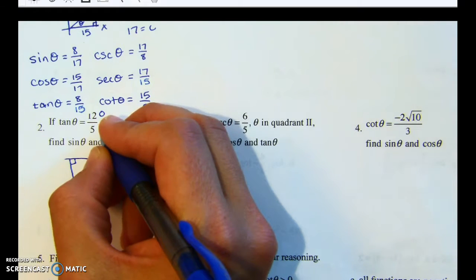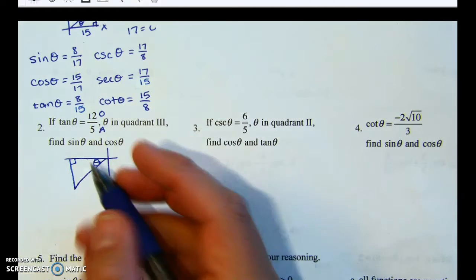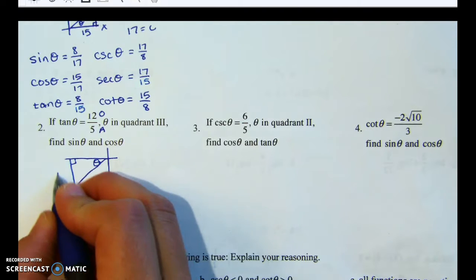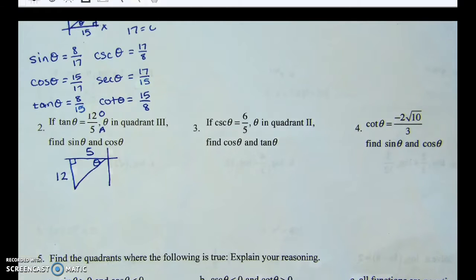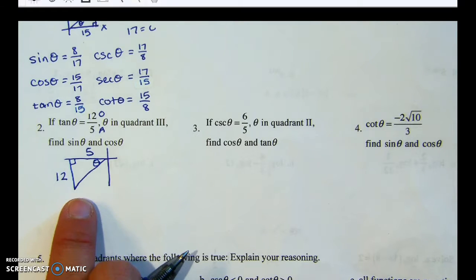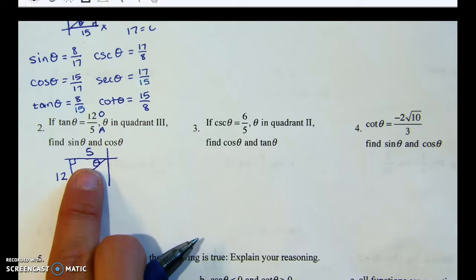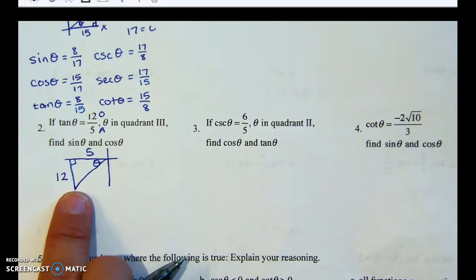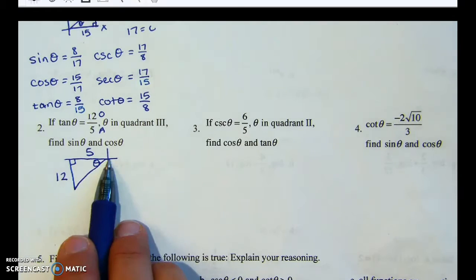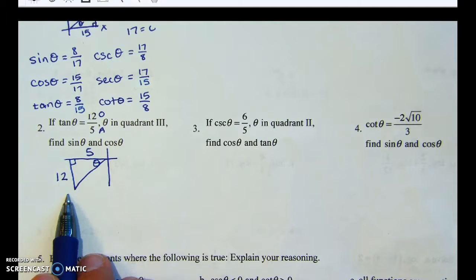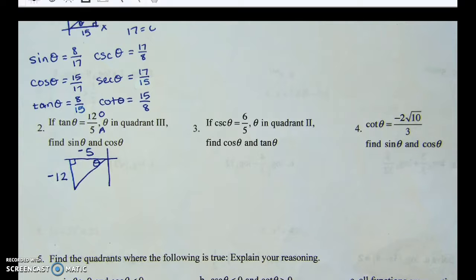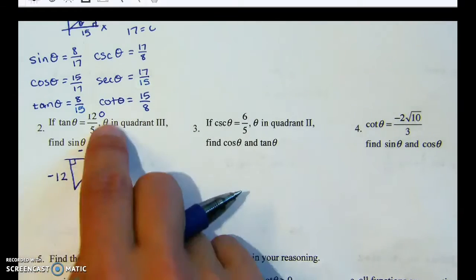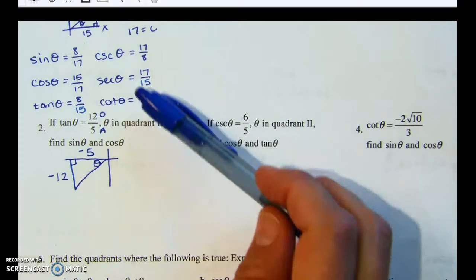Tangent's equal to opposite over adjacent. So opposite theta is going to be 12, and adjacent to theta is 5, like that. Now if they're in quadrant 3, what are these, positive or negative? I know they both look positive right now, but really we went to the left 5 and down 12. So they're both negative. But when you divide them to get tangent, that's why they become positive. A negative divided by negative is positive.